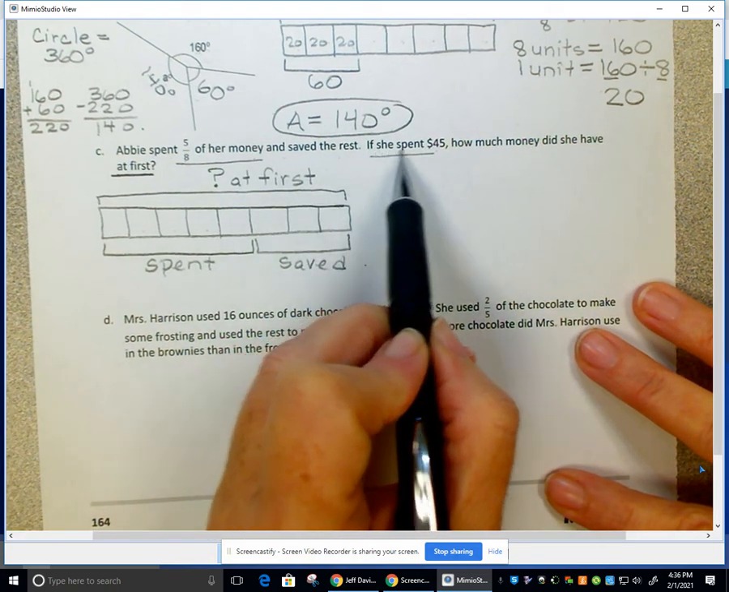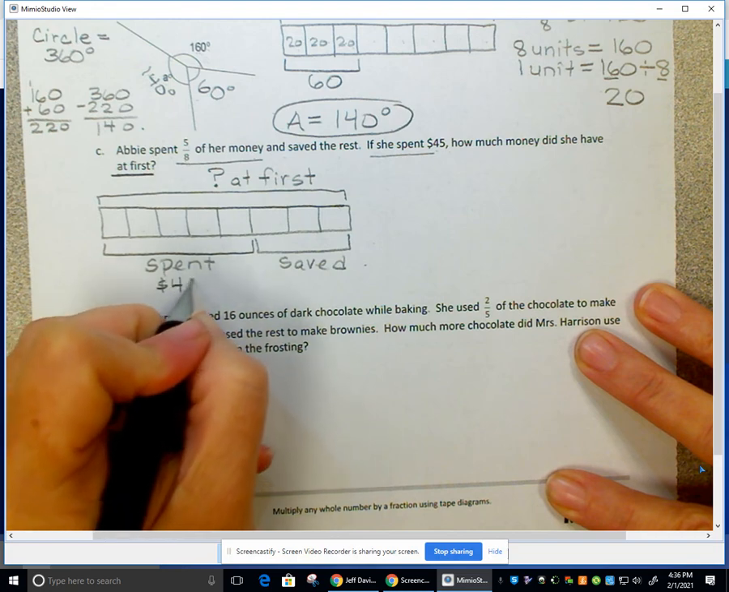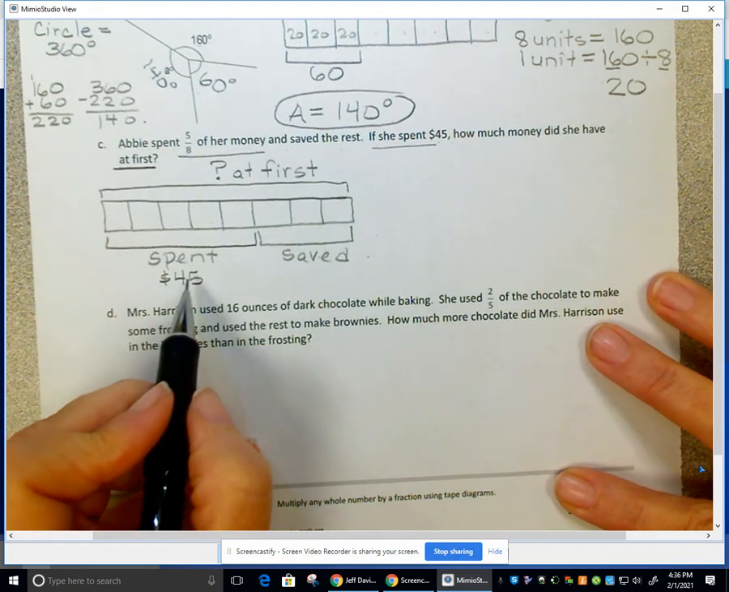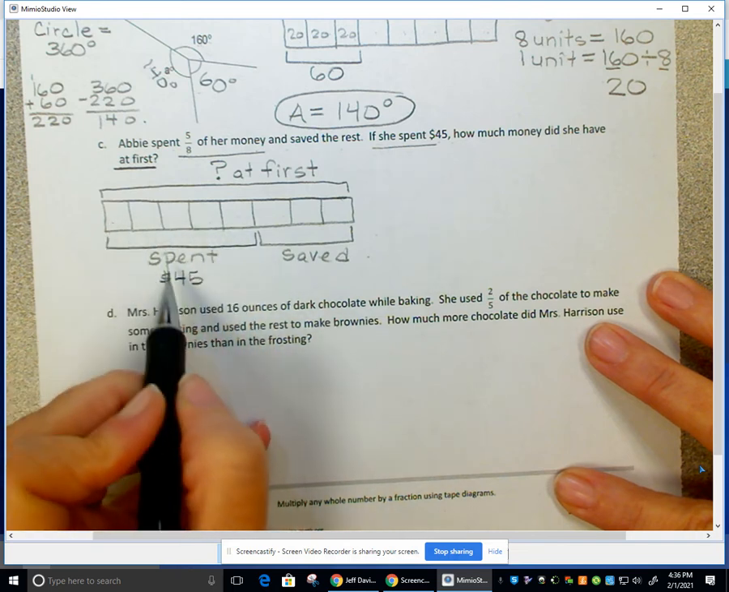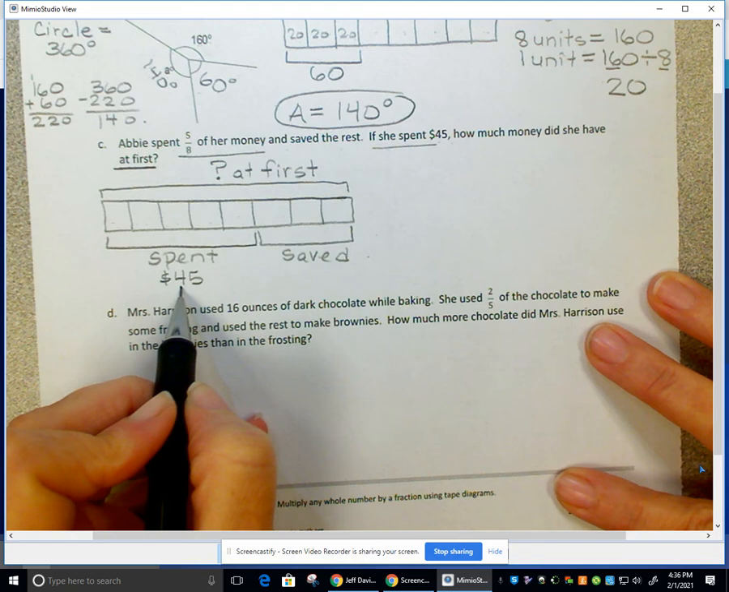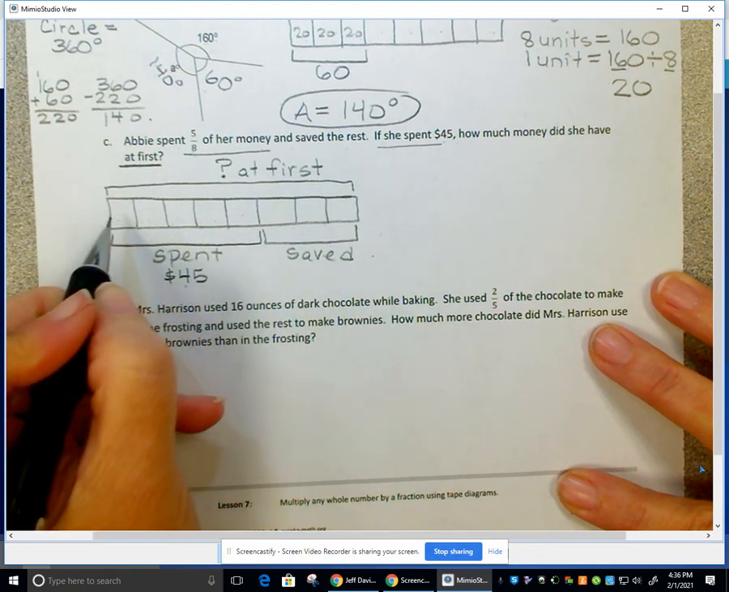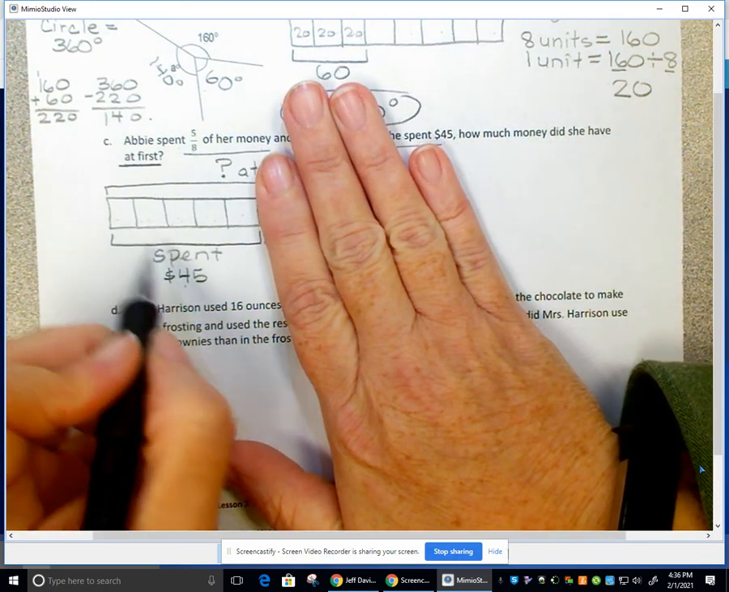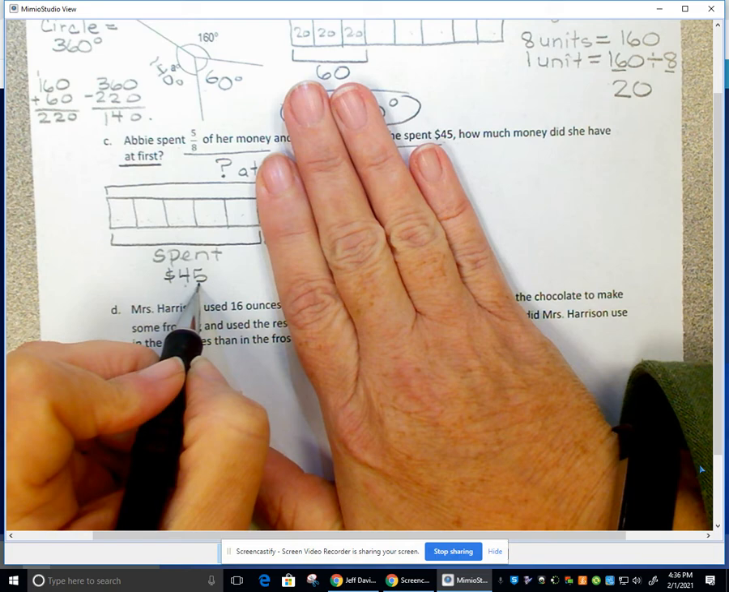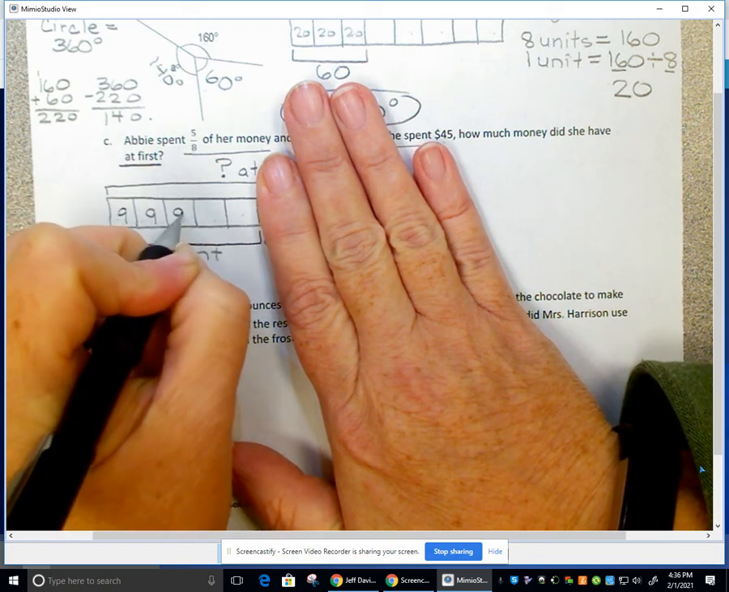And it says she spent $45. So we can go ahead and label this $45. Now think about it. What would each one of these have to equal to be $45? 1, 2, 3, 4, 5. There's 5 of these. 5 times what will give me 45? I hope you're thinking of 9.